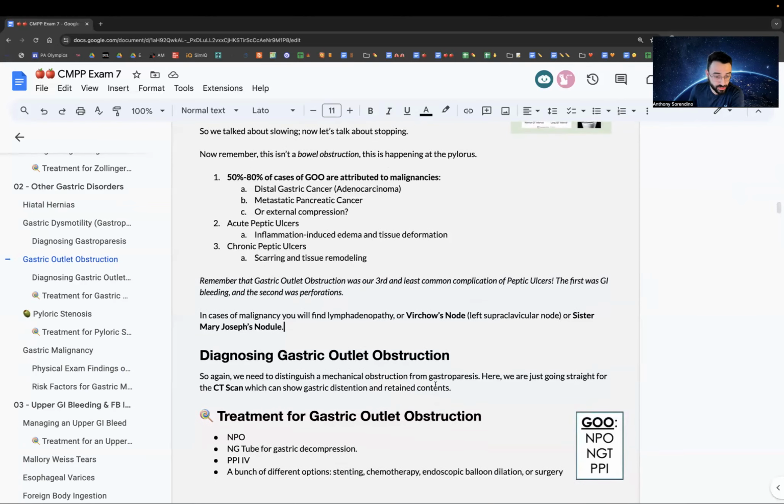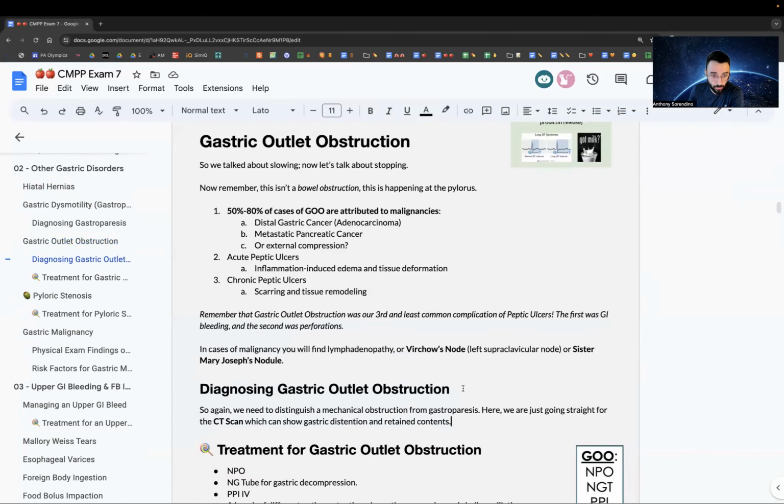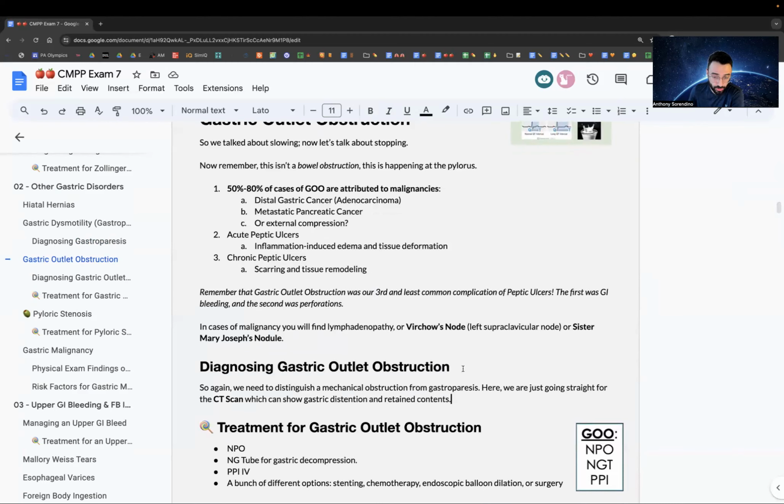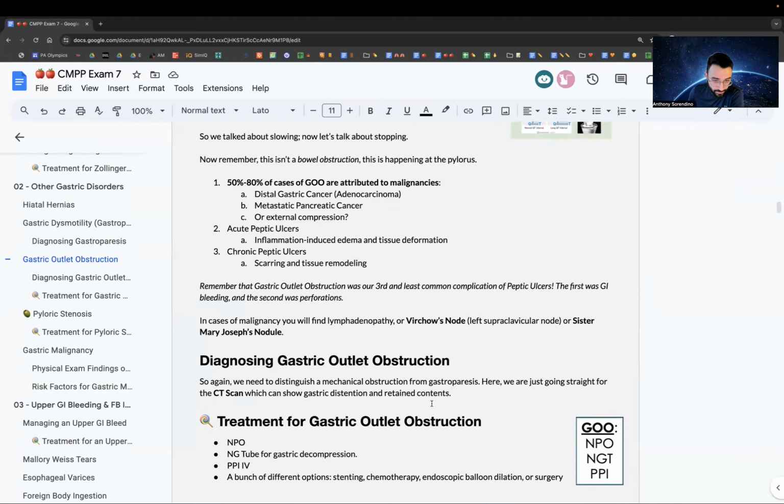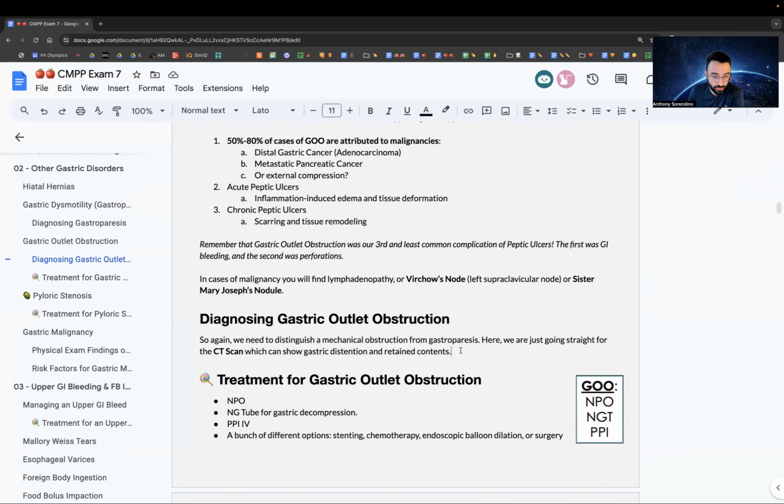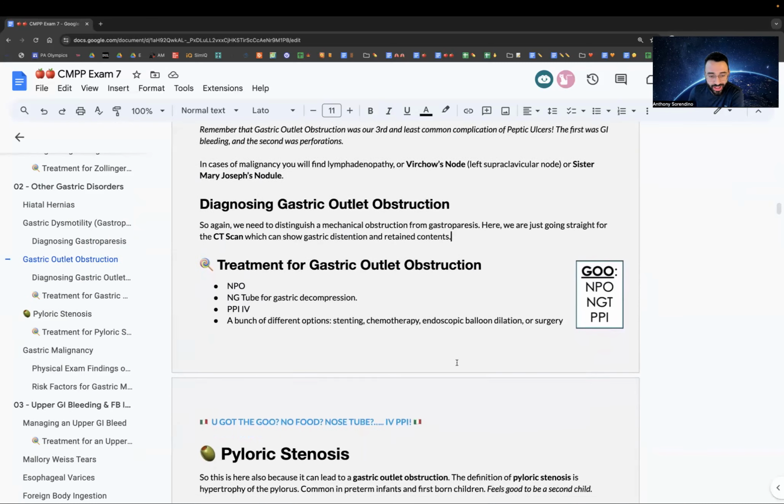Okay, so because we need to distinguish a mechanical obstruction from gastroparesis, because the symptoms are similar, we're going to go straight for a CT scan. All right, and that's going to show gastric distension and retained contents. Okay, the treatment for gastric outlet obstruction, it's going to be in order of NPO, so nothing by mouth. You're going to do an NG tube to do gastric decompression, and then you're going to do IV PPI. Okay, there's other stuff too, like stenting, chemotherapy, balloon dilation, but the big three, because she has it in this box here for GOO, is NPO, NGT, PPI.